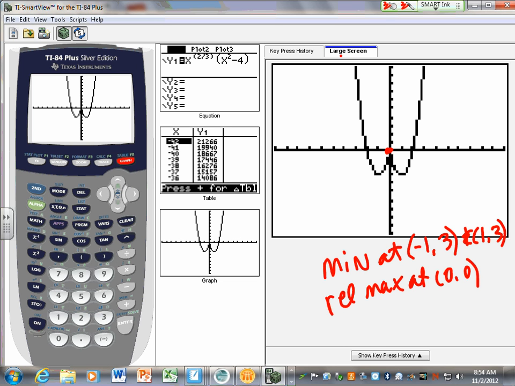Caitlin: I thought the -1, -3, -1. Yes, you're right. It's both -3, right? Sorry.